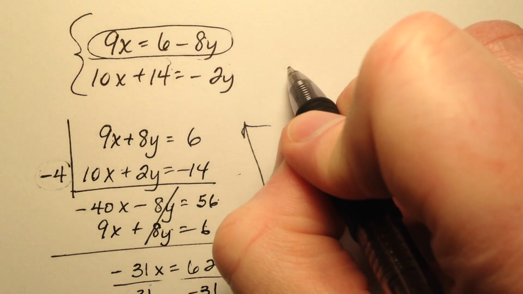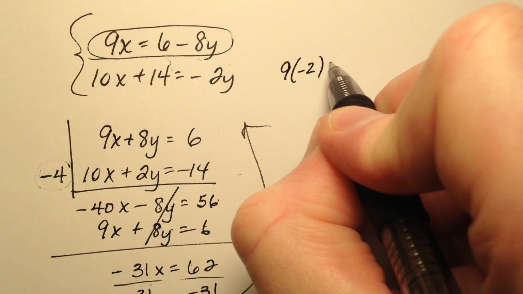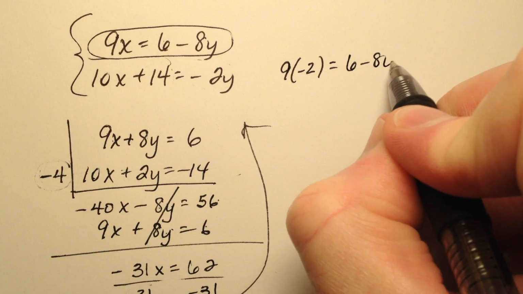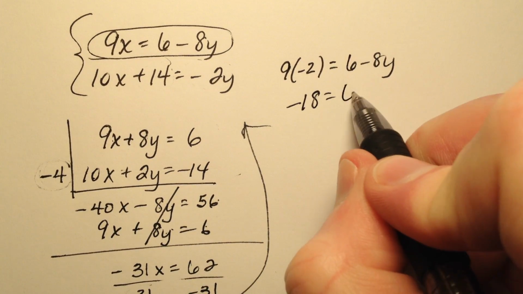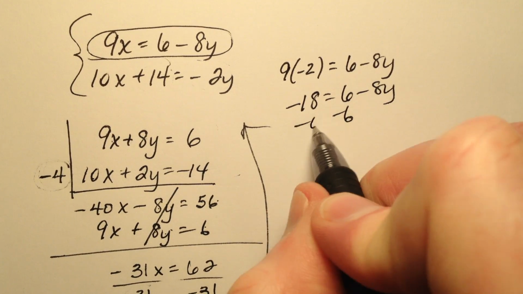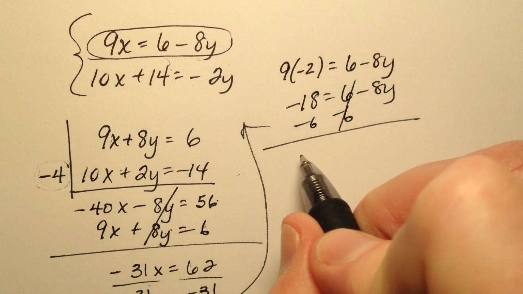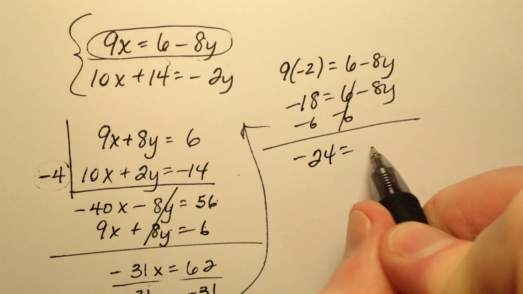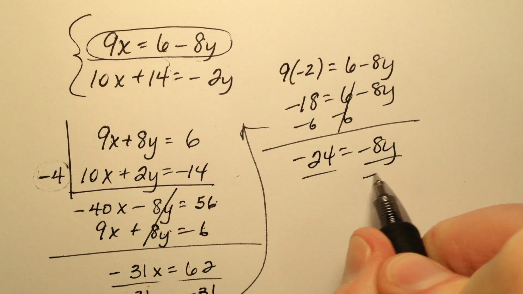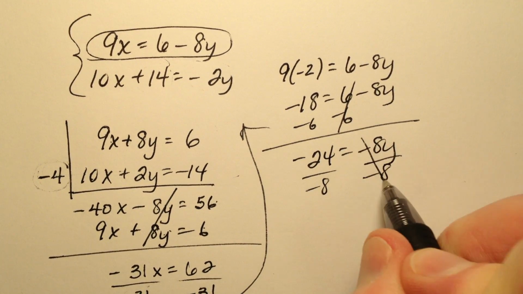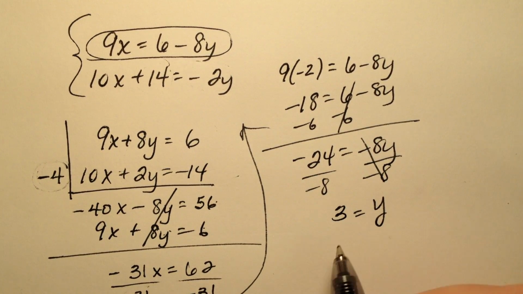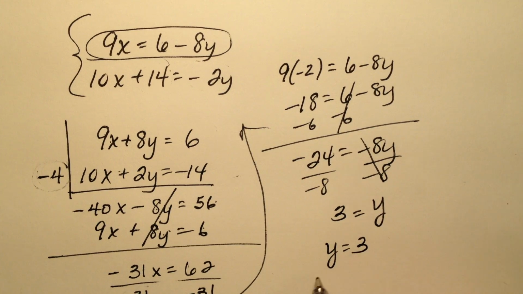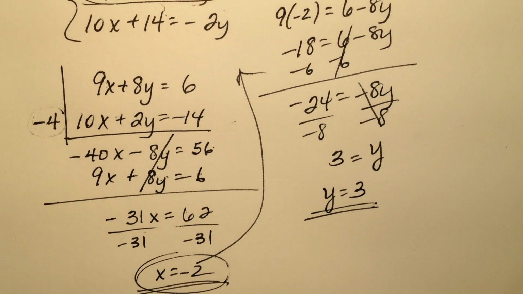So we have 9x, so 9 times negative 2 equals 6 minus 8y. So negative 18 equals 6 minus 8y. When I subtract 6 from both sides, I get negative 24 equals negative 8y. And dividing both sides by negative 8 will show me that 3 equals y, or of course y equals 3.